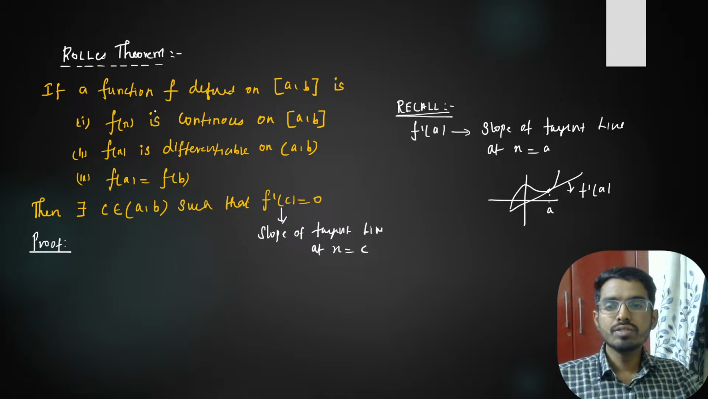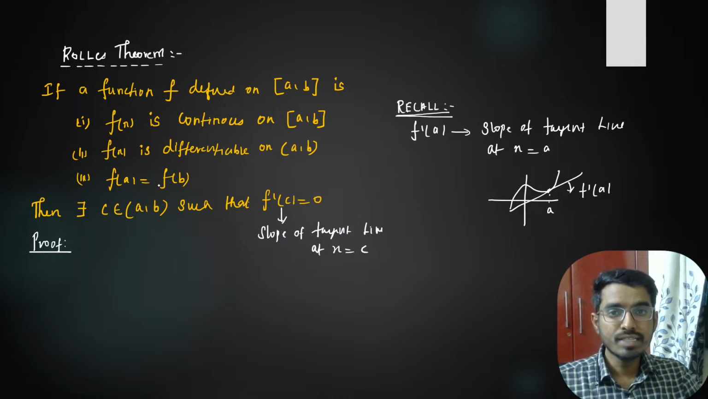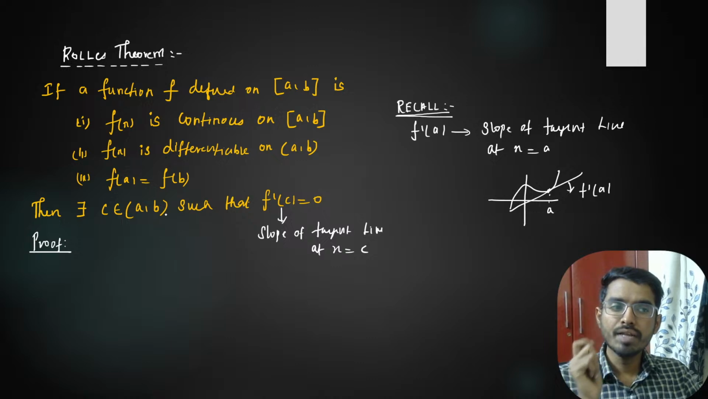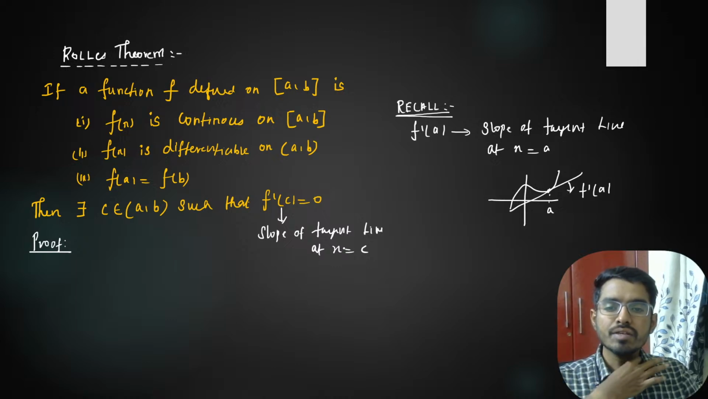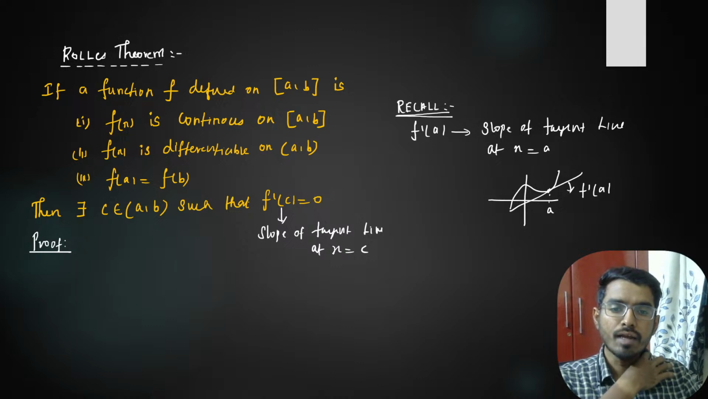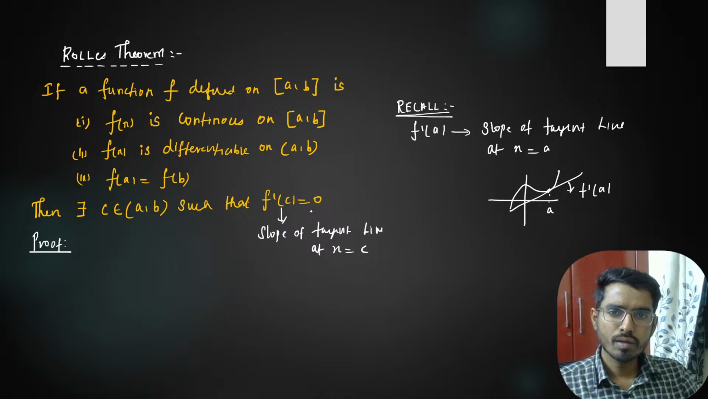So if a function satisfies these three conditions, I can always find a number c in the interval a comma b. I can always find one point in the interval a comma b whose derivative at that point is 0. That means at that point the slope of the tangent line will be 0, right? The slope of the tangent line at x equal to c will be equal to 0. This is obviously true, right?